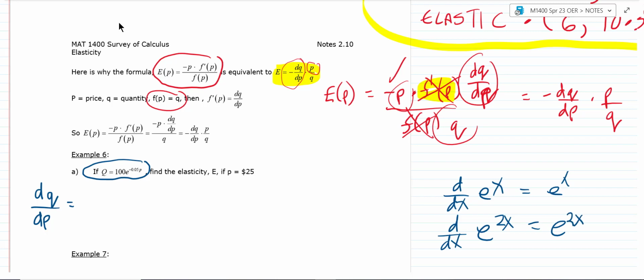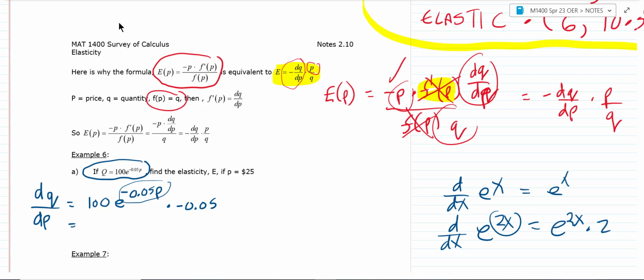Good. Okay, it's e to the 2x. It's itself times the derivative of the exponent, right? Good. We remembered. Okay, that's the chain rule. So that's going to be the same way. So this is going to be itself. The 100 is just a constant, so you'll have 100 e to the 0.05p times the derivative of the exponent. What's the derivative of the exponent? Negative 0.05. That's the number in front. Okay, so you're applying the chain rule on that.